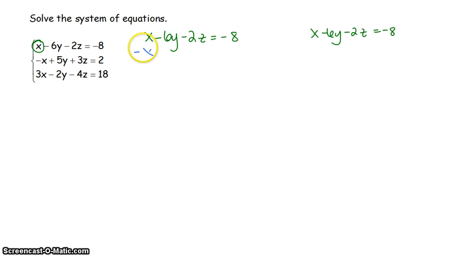So we've got a negative x, a 5y, 3z equals 2. And then our other equation, 3x minus 2y minus 4z is equal to 18. Alright, so what we have right now is our two three-variable equations set up to be eliminated. I want you to press pause and I want you to try to remember how to solve your three-variable equation by hand. So press pause.